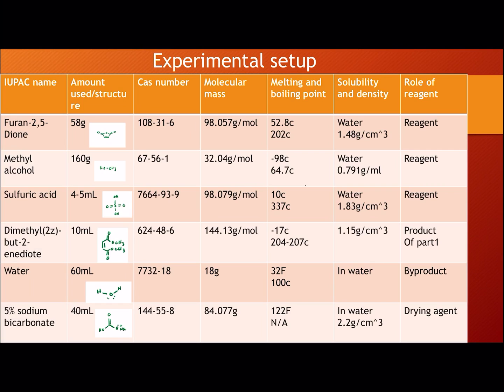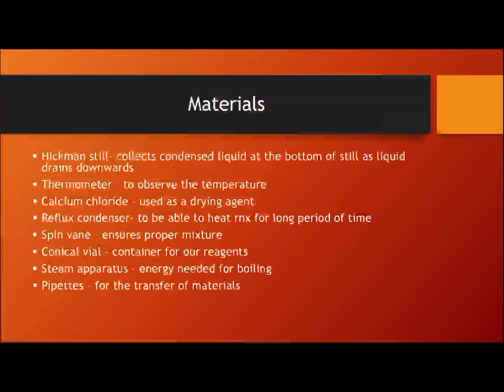So let's move on to the materials needed. I will talk about the procedure more precisely, but it is wise for me to talk about the materials first. Those materials include the Hickman still, thermometer, calcium chloride, reflux condenser, which we will talk about a little bit more later, spin vane, conical vial, a steam apparatus, and pipettes.